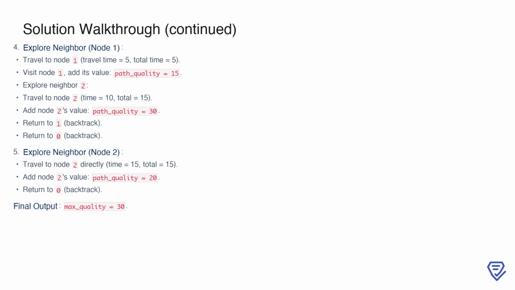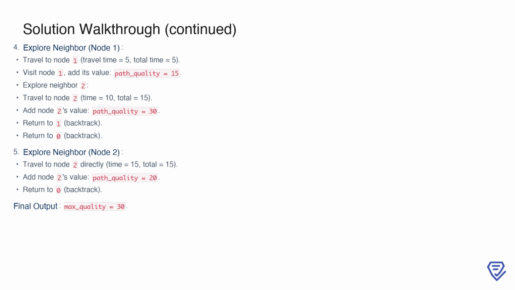First, we travel to node 1. The travel time is 5, so the total time used becomes 5. Since we are visiting node 1 for the first time, we add its value to the path quality, which now becomes 15. From node 1, we further explore its neighbor, node 2. Traveling to node 2 takes an additional 10 units of time, bringing the total time used to 15. After adding the value of node 2, the path quality becomes 30. From here, we backtrack to node 1, and then back to node 0, to explore other paths.